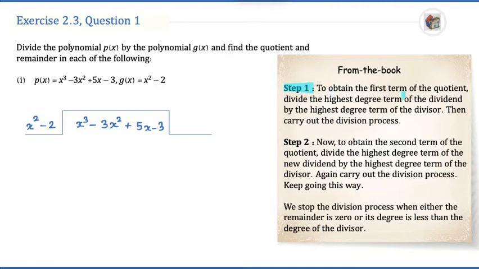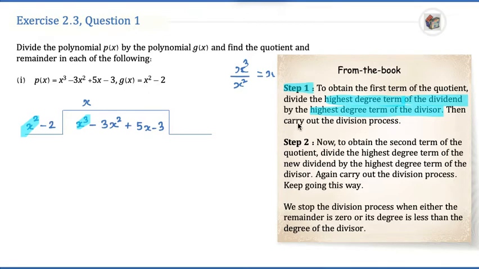To obtain the first term of the quotient, divide the highest degree term of the dividend. Which is the highest degree term of the dividend? It's x cubed. Divide this by the highest degree term of the divisor. So yet again, highest degree from here will be divided by highest degree from the divisor, like this. So the first step is to just divide x cubed by x squared. What do you get? Well, when you divide x to the power 3 by x to the power 2, you get x, right? So that becomes the first term of your quotient.